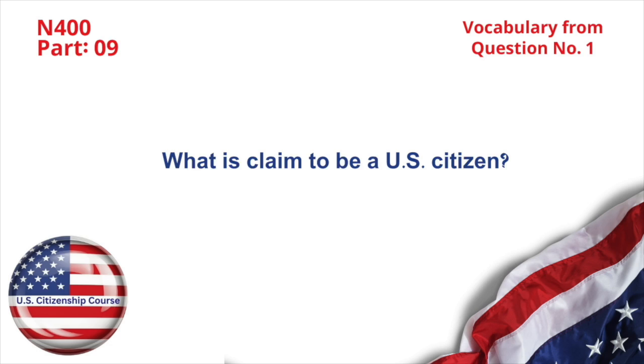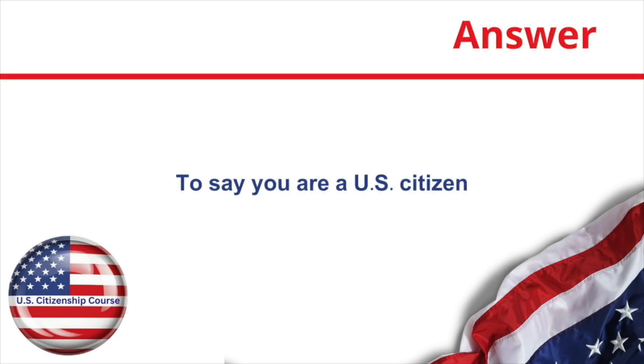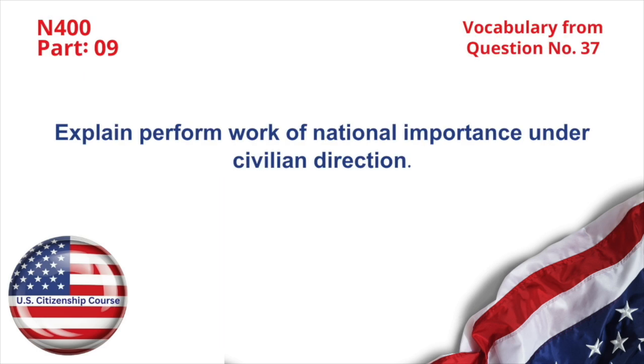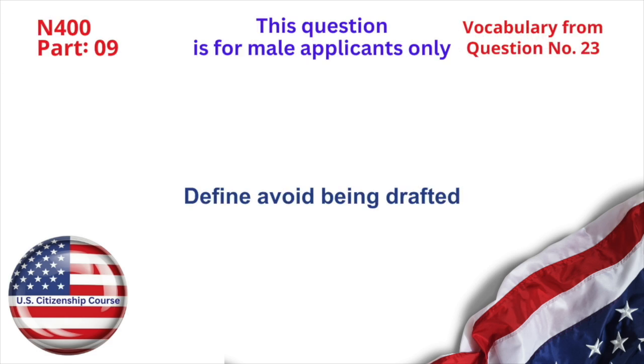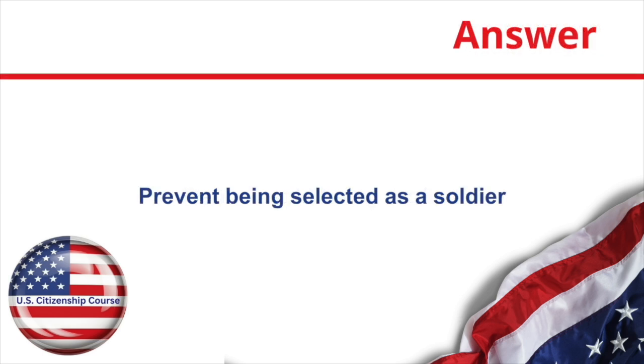What is claimed to be a U.S. citizen? To say you are a U.S. citizen. Explain, perform work of national importance under civilian direction. Do non-military work during a national crisis under civilian direction. Define, avoid being drafted. Prevent being selected as a soldier.